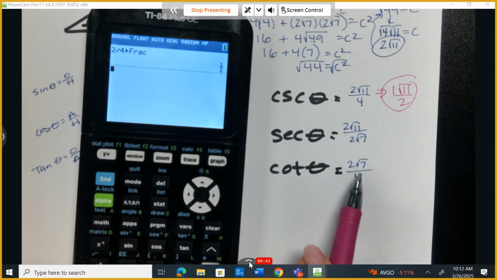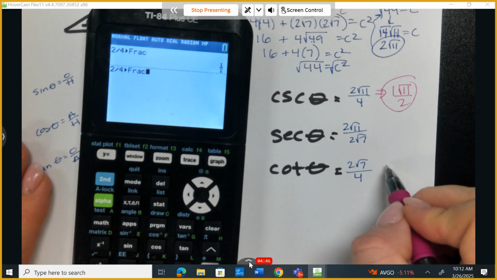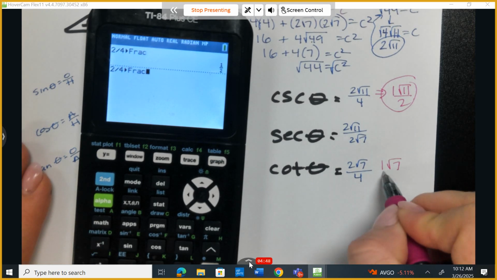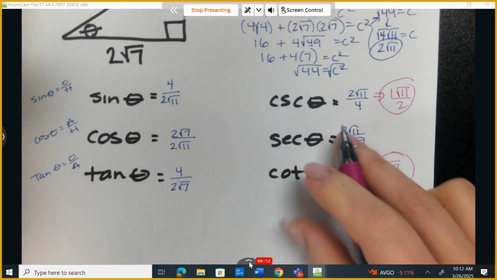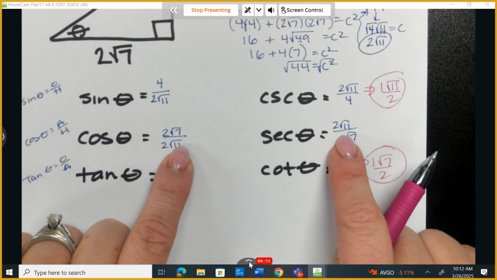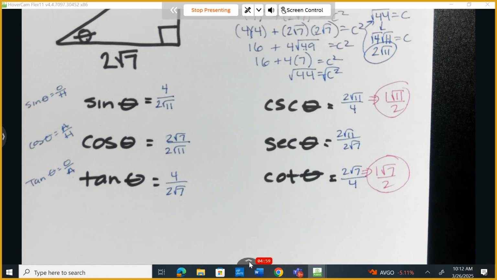Same thing down here, 2 and 4. So 2 divided by 4, I could rewrite this as 1 square root of 7 over 2. We're going to come back to the cosine and the secant in a little bit. Let's do sine and tangent now.